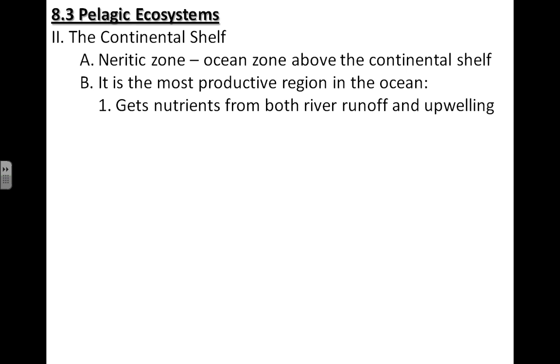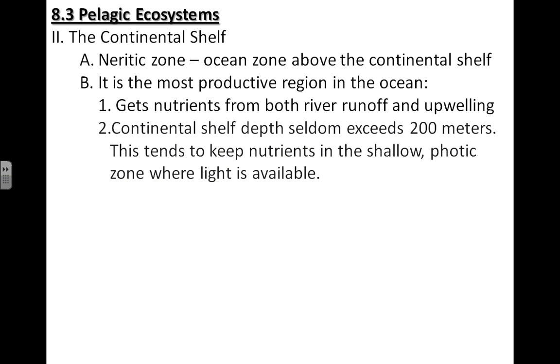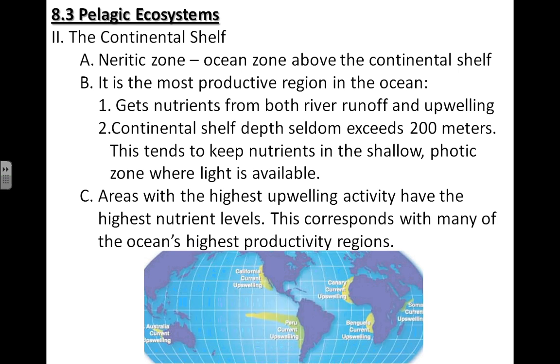It gets nutrients not only from river runoff, but also from upwelling currents. Remember, those are the cold currents that bring nutrients up from the bottom of the ocean. Another interesting thing about the neritic zone is that it does not exceed 200 meters. So this means it's always in the photic zone. So not only does it have a lot of nutrients, but it always has light. And if you recall from Unit 7, light and nutrients together give us plenty of productivity. So that's why the neritic zone is so productive.